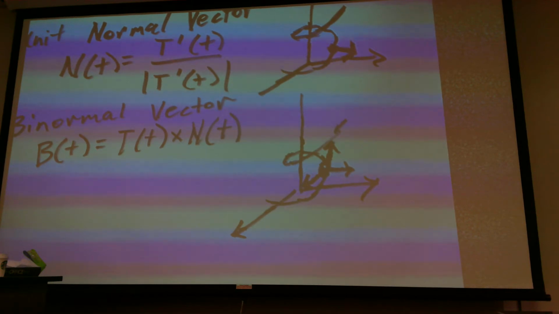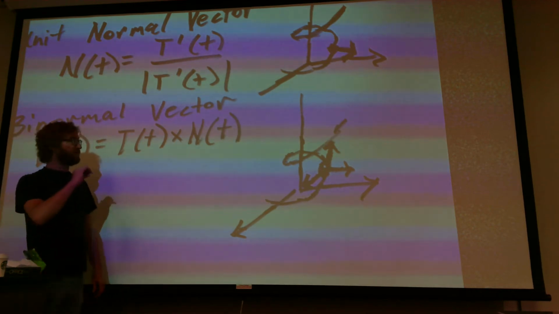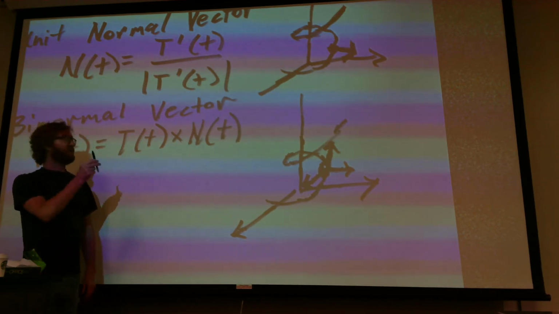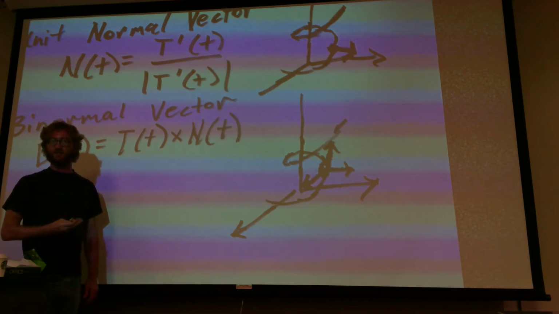And if you think about it, if you had N cross T, instead of T cross N, that would just be the binormal vector in the opposite direction.